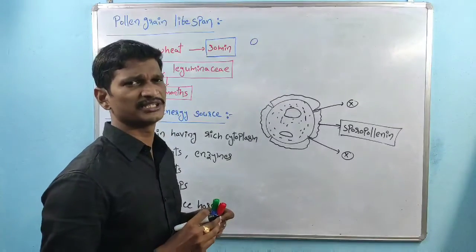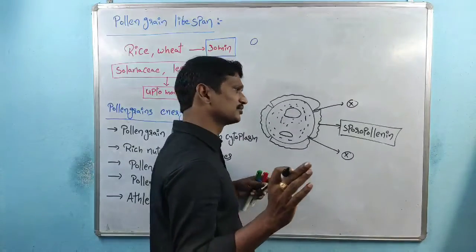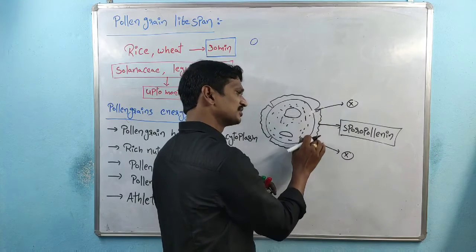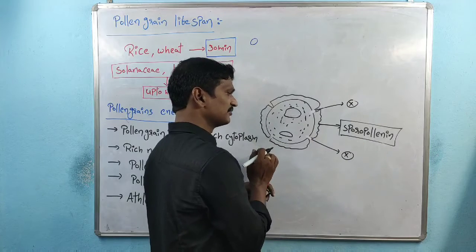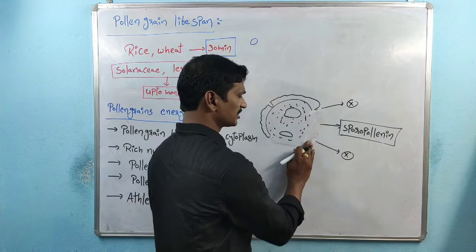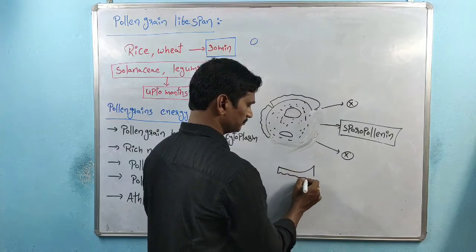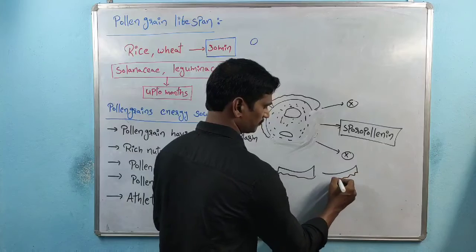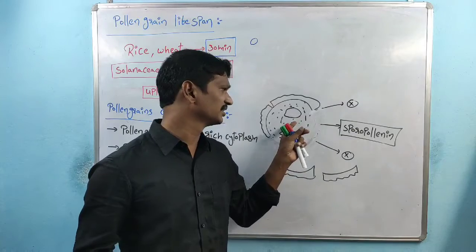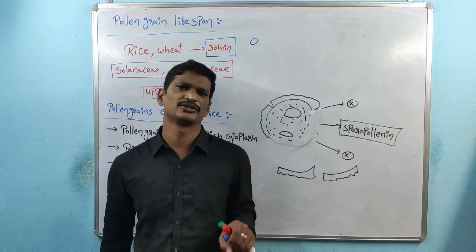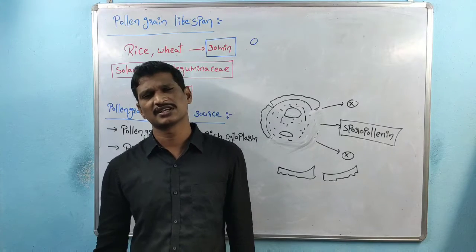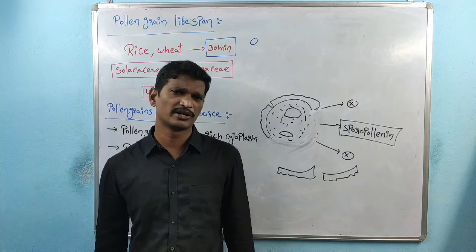So if the sporopollenin is absent at some place, whatever digestive tract enzymes are there act on the intine. Here cleavage takes place. If these parts are removed from this pollen grain structure, the cytoplasm content is released into our digestive tract. So the enzymes in the cytoplasm content are utilized, the minerals are absorbed, and the stored food material is utilized.